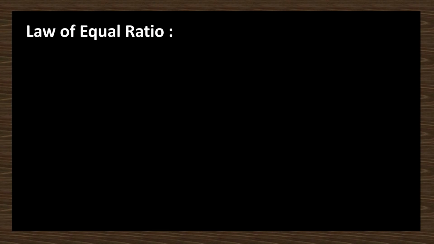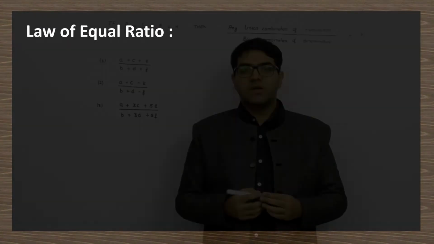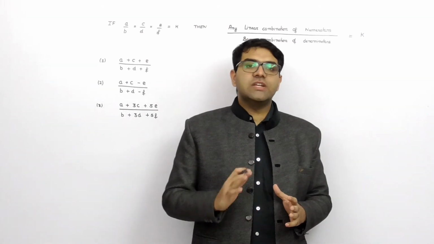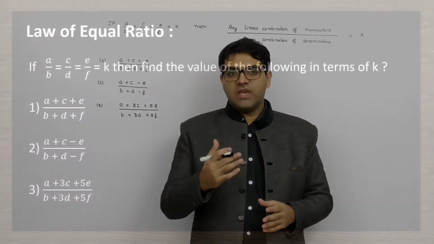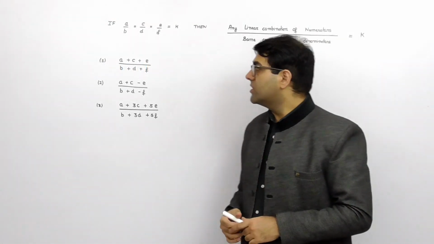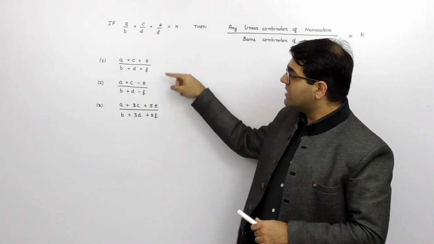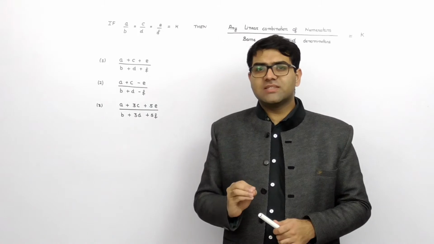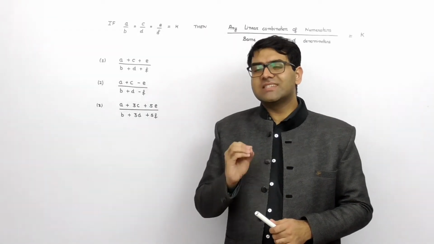Next, we move on to the law of equal ratio. Let us understand the law of equal ratio using a very simple example. If A by B equals C by D equals E by F equals K, then find the value of the following in terms of K. In this given example, I am required to find the value of these ratios in terms of K. Most of you by this time have already solved the answer as K.